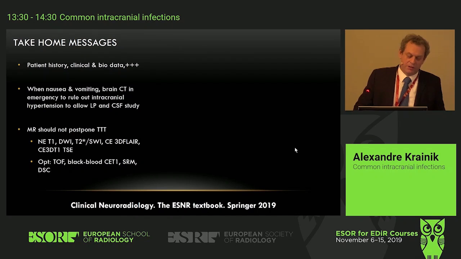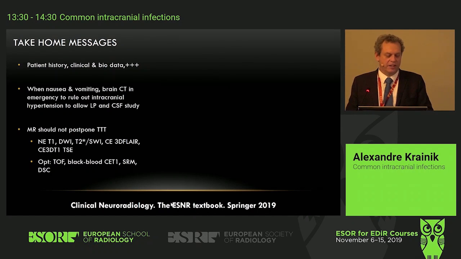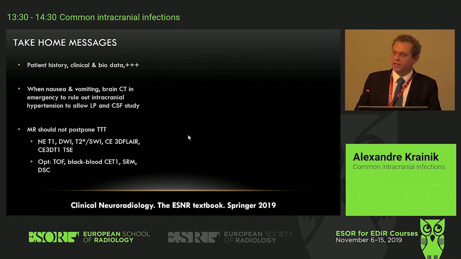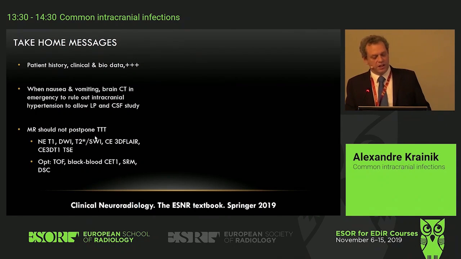Okay, then what to remember again: master the patient history, clinical and biological data. When you have any sign of intracranial hypertension, you have to rule out any cause of intracranial hypertension. It could be due to hydrocephalus or abscess and so on. Actually, most of the time, your main role will be to say, okay, you can do the LP safely, and after this, you may try to suggest some bacteria according to the location of the meningitis. Don't postpone the treatment if you have difficult access to MR, especially in herpes meningoencephalitis. The protocol is quite the same, including all kinds of sequences: do the 3D FLAIR and the 3D T1 post-contrast, and don't forget to include diffusion and T2 star or SWI.